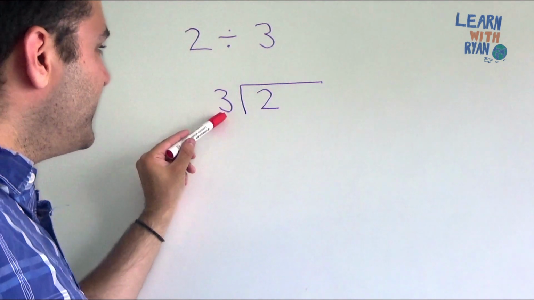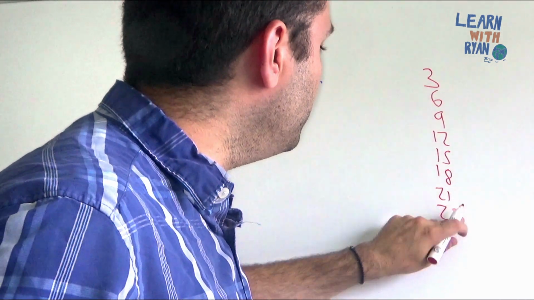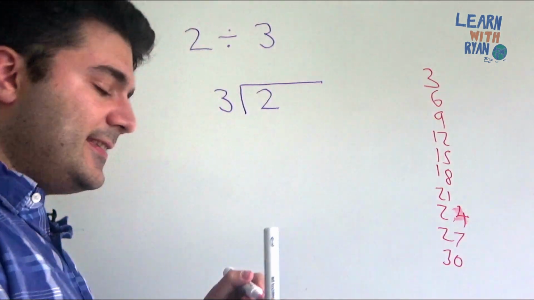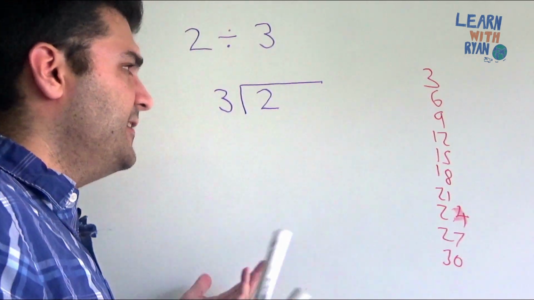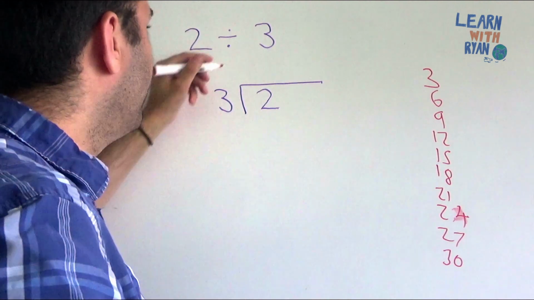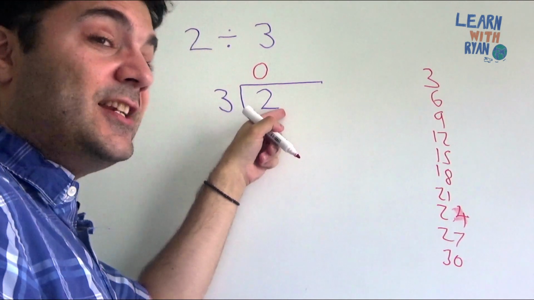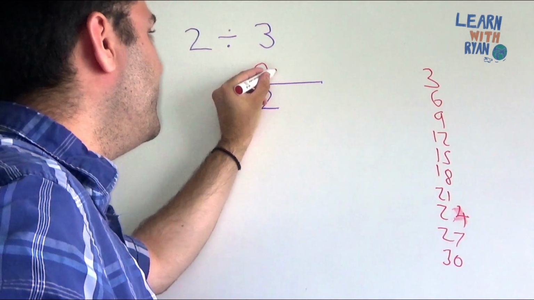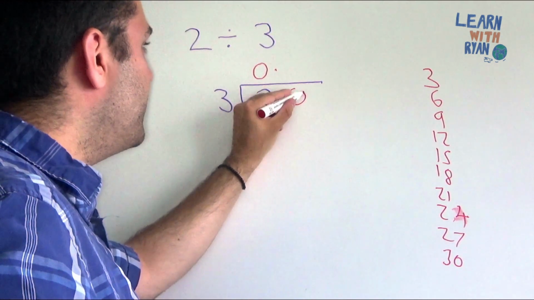Let's list the 3 times table. Okay, so we ask ourselves how many 3s in 2? Well, the answer is 0. There are no 3s in 2. So what we need to do at this point is, because we've already reached the end of that number, this is where we put the point. And because there's nothing there, we need to fill that in with something.